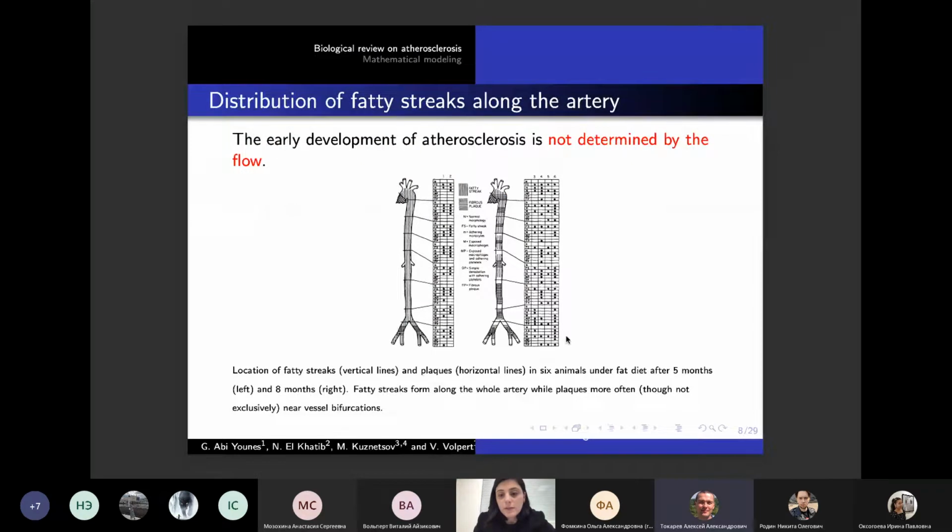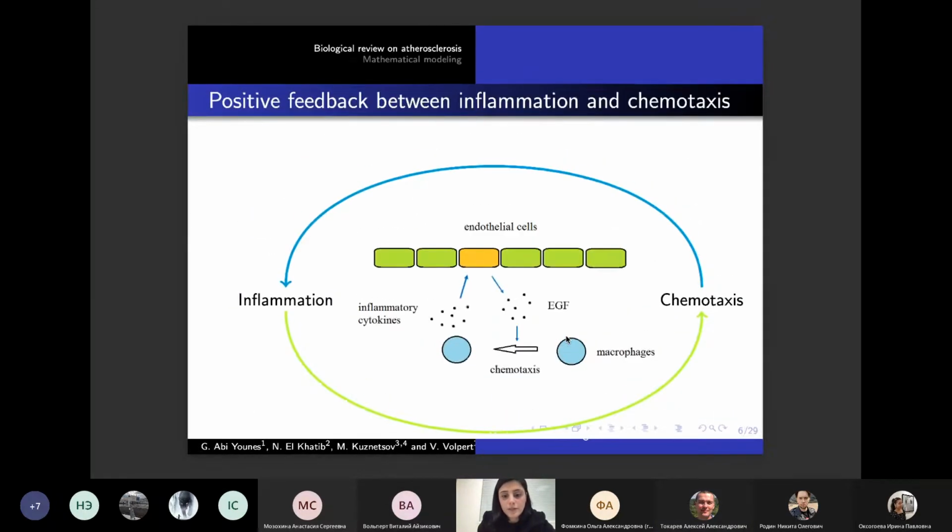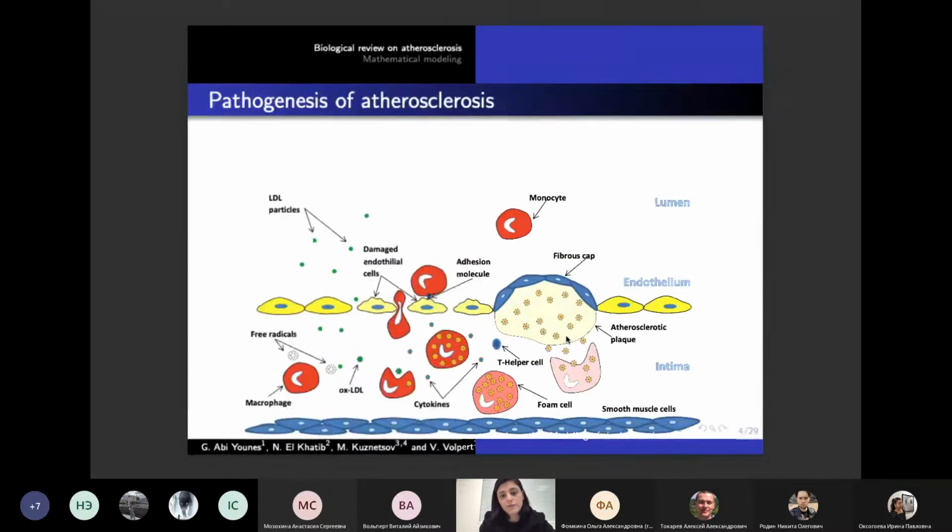And what is the difference between streaks and plaques? Or are they the same? No, they are not the same. I will go back to the first slide to show you what the difference is.